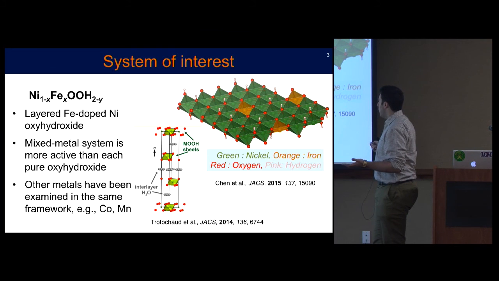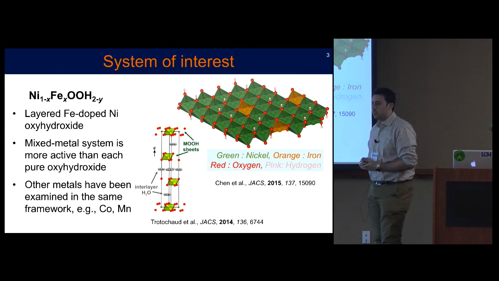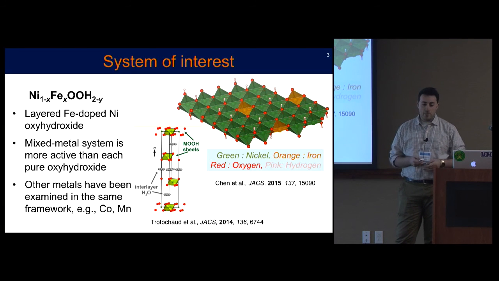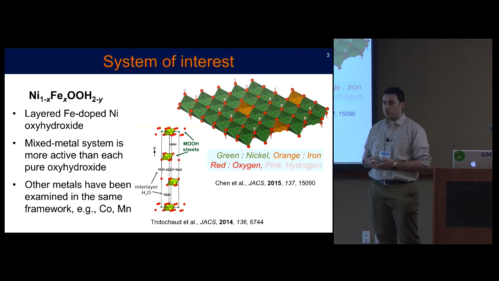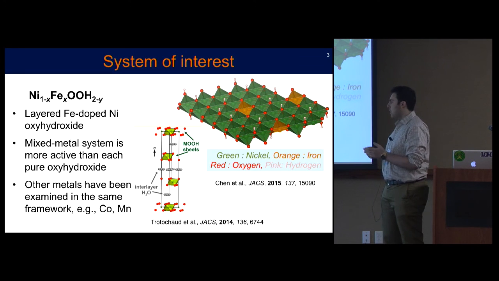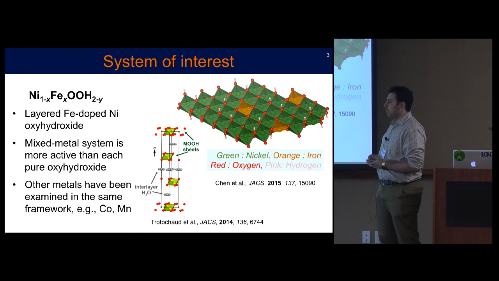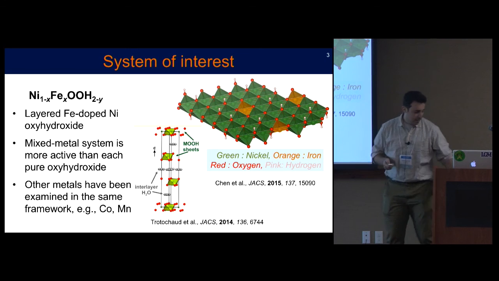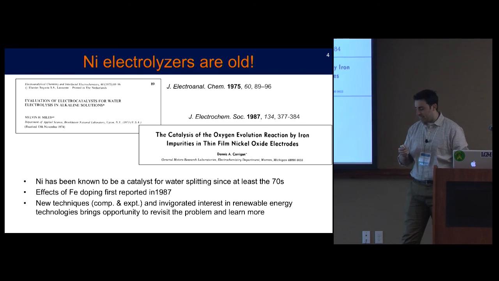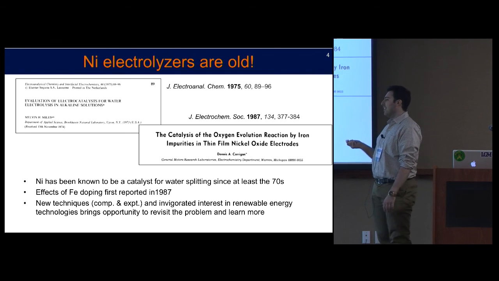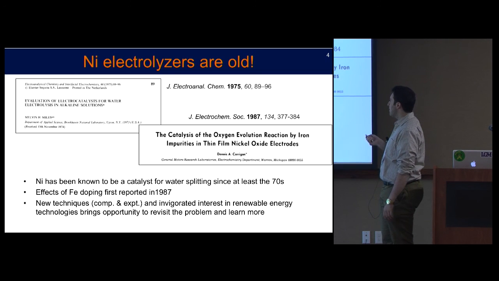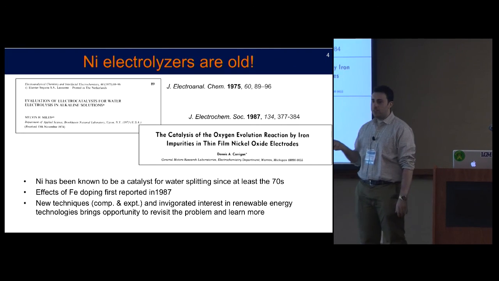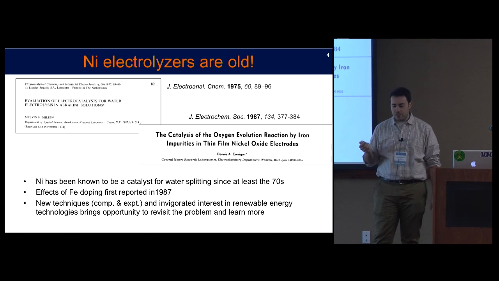This isn't the only example of this type of system. A lot of those third row transition metals and combinations of them can form what some people call layered double hydroxides. When you oxidize them and deprotonate them, they become oxyhydroxides more accurately. So let me take a step back now and just say that nickel electrolyzers, as they have been called for many years, are kind of an old solution to doing this water splitting or oxygen evolution reaction.